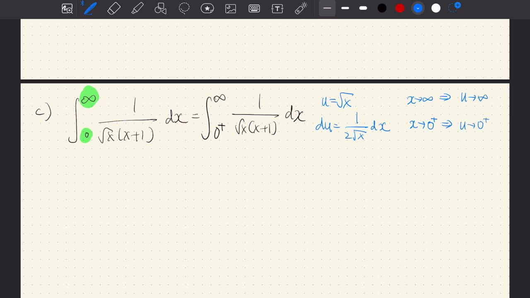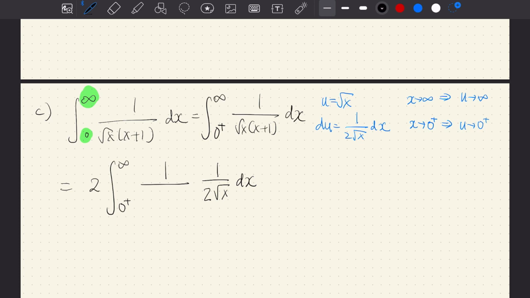Because when x is going to 0, like a smaller and smaller positive number, you take the square root, then it is still a smaller and smaller positive number, okay? So you can see that this is equal to the integration from 0 plus to infinity of 1 over square root of x dx. But eventually we want 1 over 2 square root of x, so we have a 2 here and place a 2 here to balance it. And for the remainder, we have 1 over x plus 1.